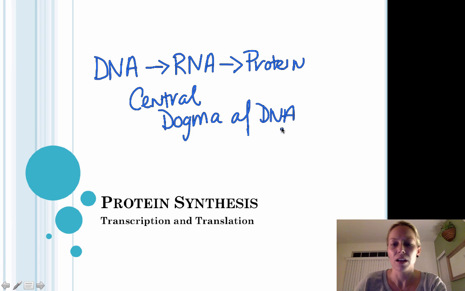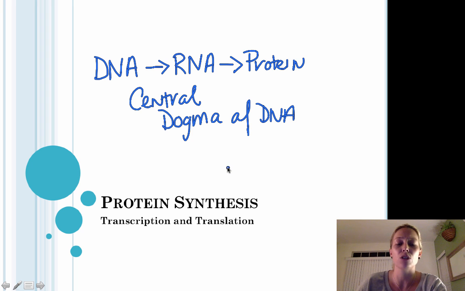Now, as we discussed before, when we talked about macromolecules, proteins do a whole lot of things in our body. They make enzymes. They make structural components. They're found in the cell membrane. So the proteins do a whole lot. We really wouldn't be here without our proteins. So we're going to talk about how we end up making proteins.